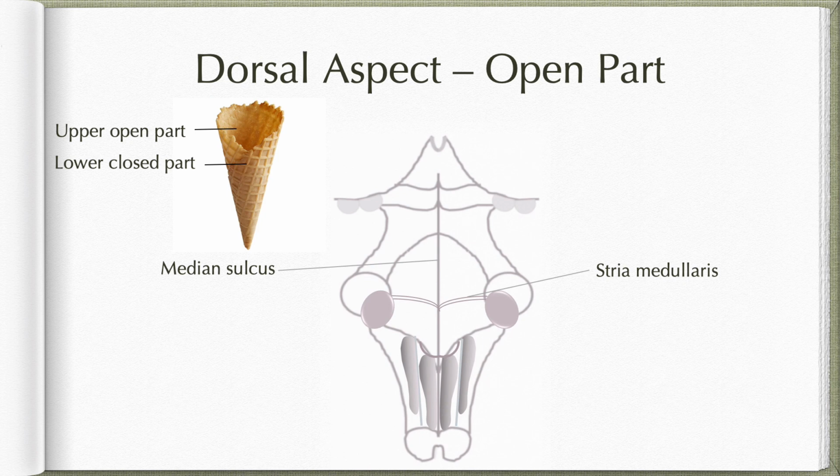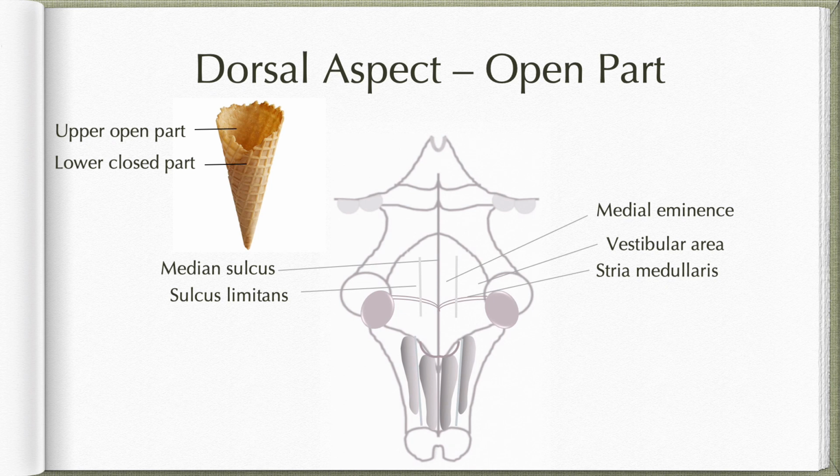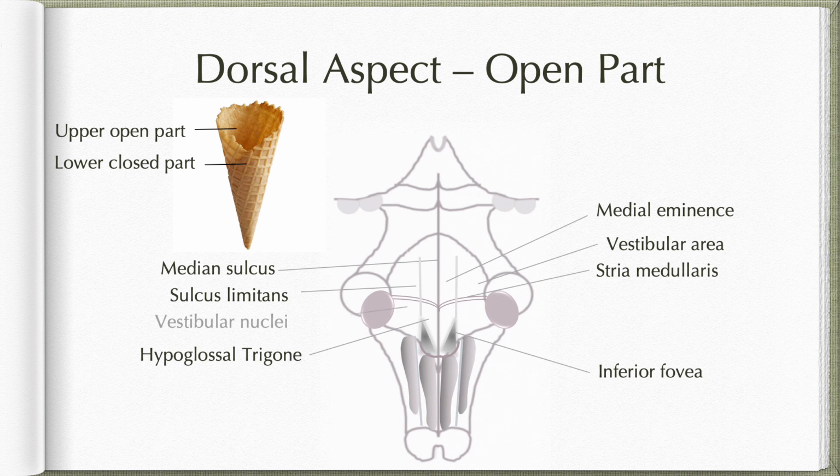But mind you, this sulcus is not to be confused with the dorsal median sulcus in the closed part. On either side of this median sulcus, there is a faint sulcus limitans, which divides each half into a medial eminence medially and a vestibular area laterally. The sulcus limitans ends inferiorly in a shallow triangular depression known as the inferior fovea. The area of the medial eminence in the medulla is represented by the hypoglossal trigone overlying the hypoglossal nucleus. The vestibular area overlies the vestibular nuclei, especially the inferior and medial nuclei.